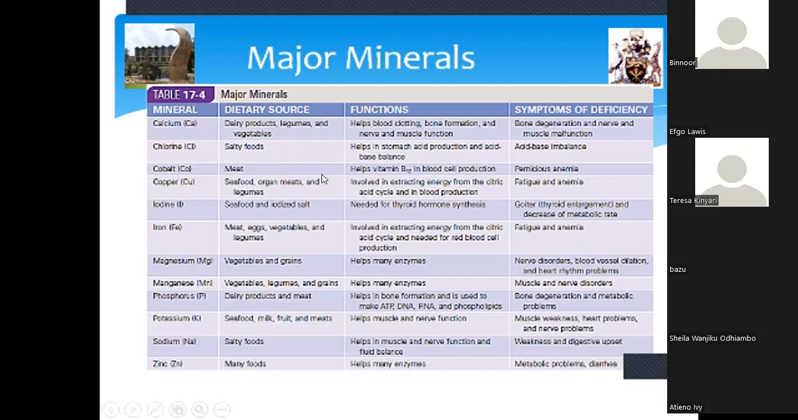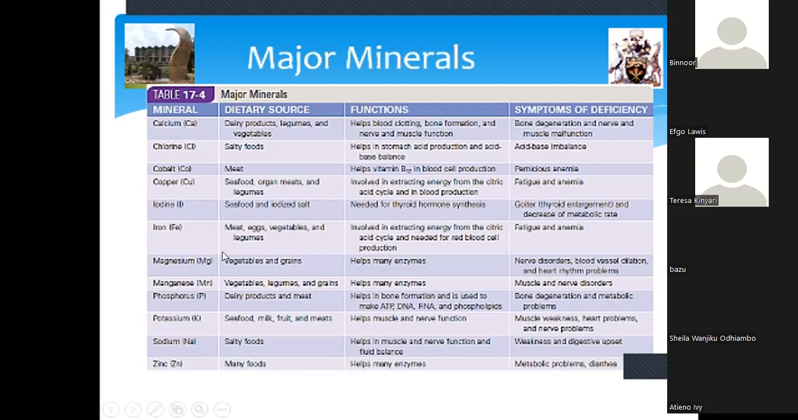Copper is very common in seafood, organ meats, and also in legumes. It's important in extracting energy from the citric acid cycle and in blood production. The lack of copper will lead to fatigue and anemia. Iodine, it comes from seafood and iodized salt. It's important in thyroid hormone synthesis, and its lack will lead to goiter, thyroid enlargement, and a decrease in metabolic rate. We shall talk about thyroid gland in our next lecture, and we shall discuss more about the role of thyroxine and the need for iodine and how that leads to goiter.